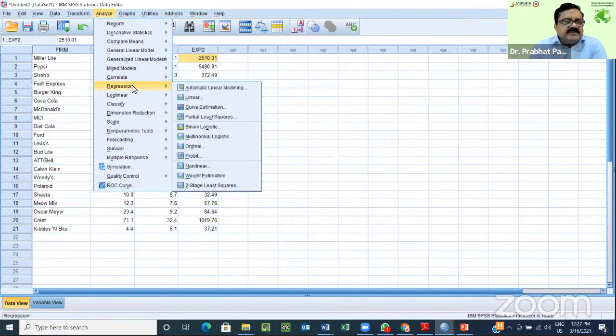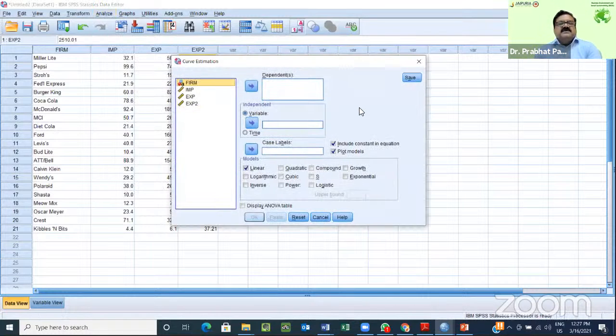This can also be achieved by going to curve estimation. When we go to curve estimation, instead of calculating the regression directly, it's asking which is your dependent variable. We'll say IMP, and the independent variable, I'll say EXP. Then it's asking include constant in equation. I said yes. Plot the model, yes. Do I need linear equation? Yes. Do I need quadratic? Yes. So I've checked quadratic.